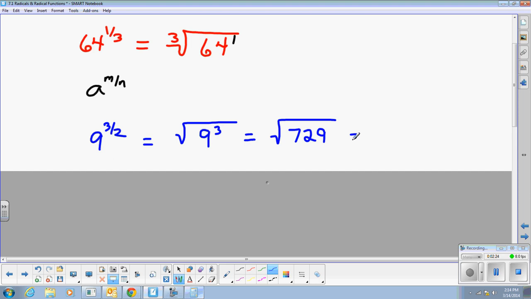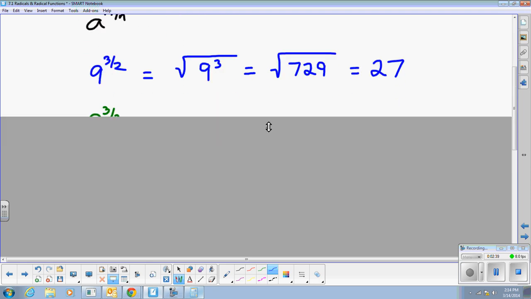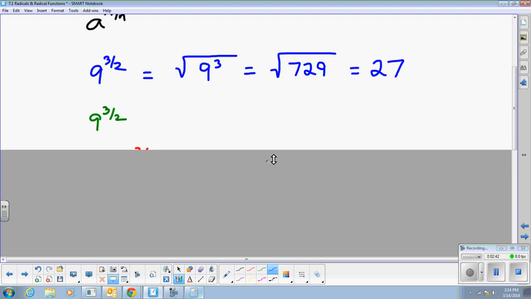So sometimes when we do this, we will actually get an actual number. And I do. I get an answer here of 27. So 9 to the 3/2 power is like the square root of 9 cubed. I did 9 cubed for 729. Then I did that square root, and I get an answer of 27. Now, let's take a look at this same problem, and let's see if we get the same answer. But I'm going to show you a different way to do it.